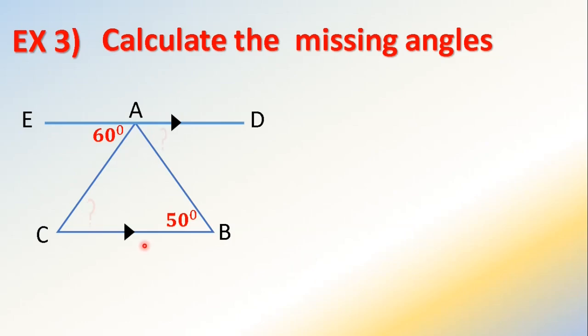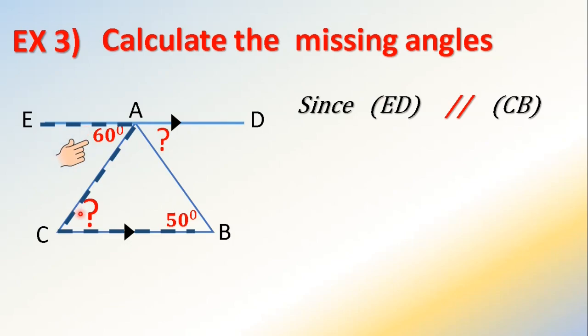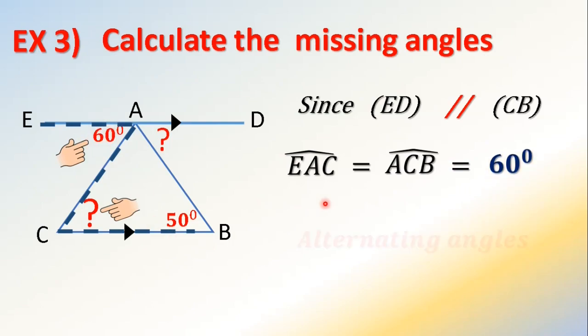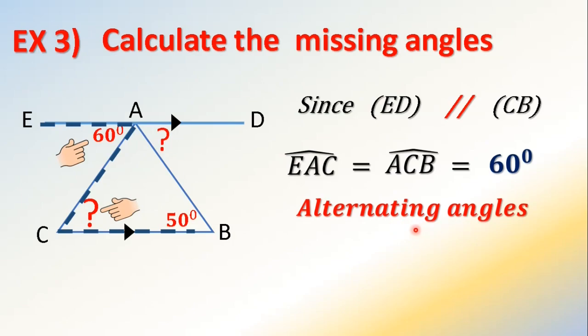Exercise 3. The same here. Can you calculate the missing angles found? Yes, since EA is parallel to CB and we have here the letter Z, then this angle and this angle are alternating angles. So we write, since ED is parallel to CB, then angle EAC equals to angle ACB equals to 60 degrees, and the reason is alternating angles.